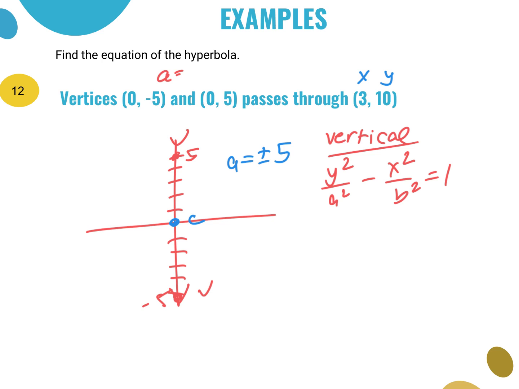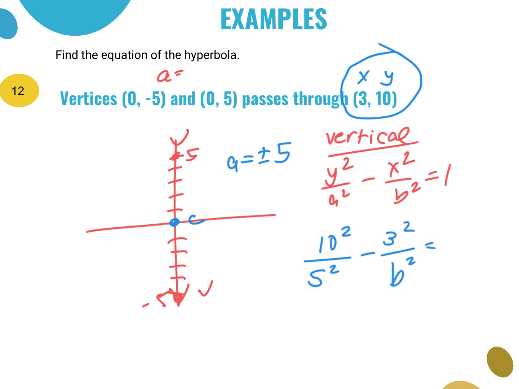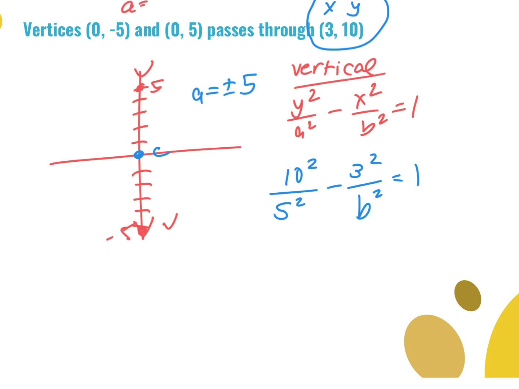Plug them in. Guys, I write the x and the y above just so you don't make a mistake. So easily, some of you will put the 3 where y squared should be. Is that the right place to put it? No, it should be 10 squared over what? 5 squared. That does not just simplify to 2. Minus 3 squared over b squared equals 1. We did a problem just like this yesterday. So I have 100 over 25 minus 9 over b squared equals 1.